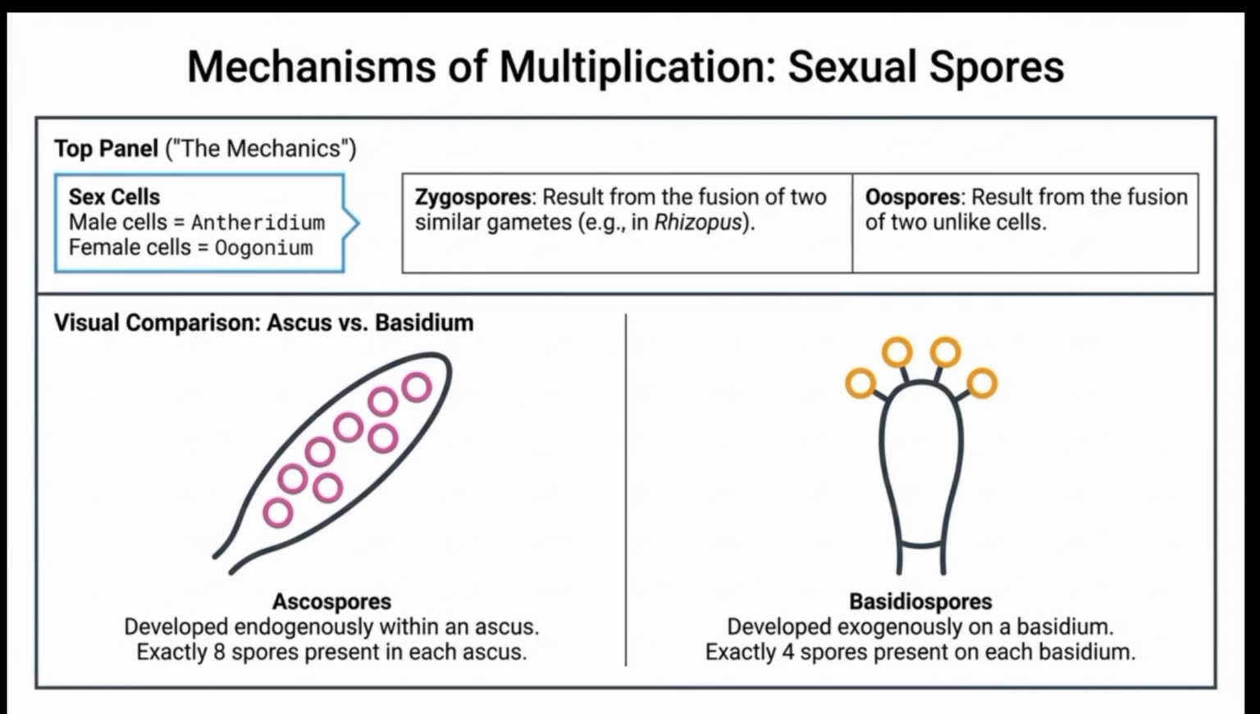The packaging for these sexual spores is wildly precise, too. Ascospores develop endogenously, meaning internally, and they are packed exactly 8 to a microscopic sac. Exactly 8. Meanwhile, basidiospores develop exogenously on the outside, sitting exactly 4 to a club-like structure. The mathematical precision is almost unsettling. It really is. But with all these invisible, highly protected spores floating around, it raises a huge practical question.